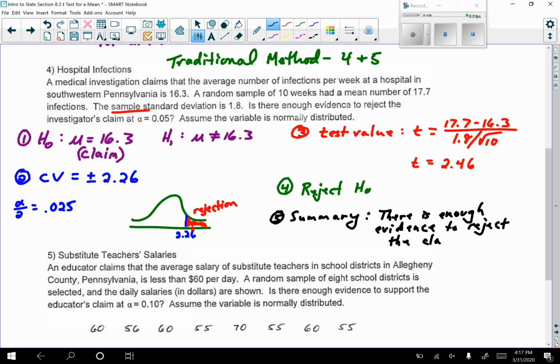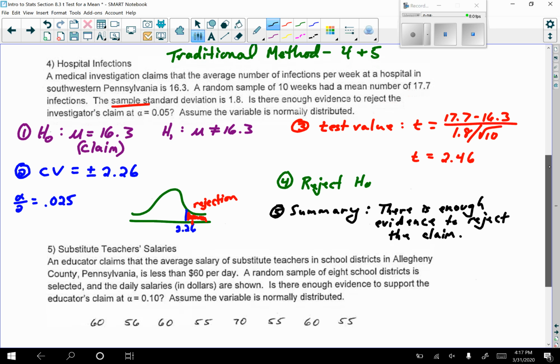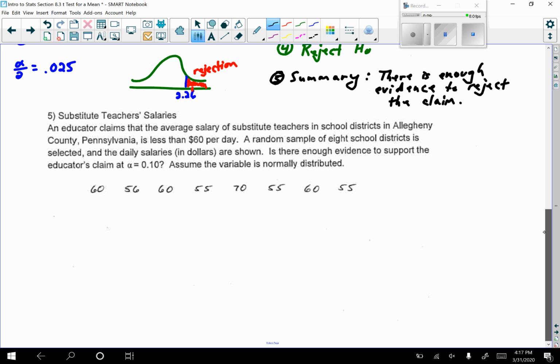Since we have the claim identified in step 1, the claim is that the average number of infections is 16.3. All right, for number 5, I'm giving you raw data here. So on your calculator, go ahead to a list and spreadsheet and type this in. If you don't have your calculator, you can use a Google Sheet to do this. Pause the video, see what you're coming up with for your sample mean and sample standard deviation. Again, we want to use s for the sample standard deviation.